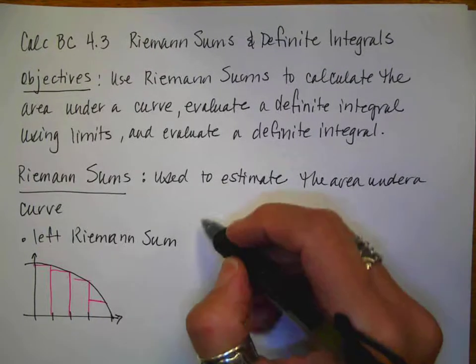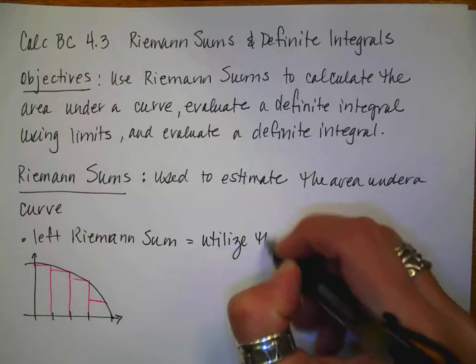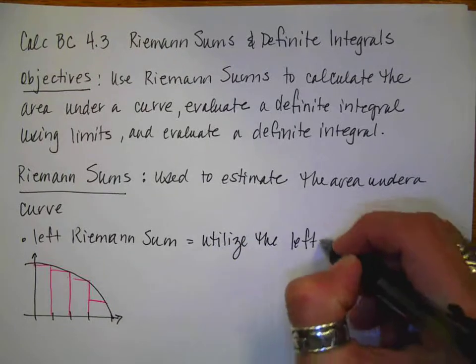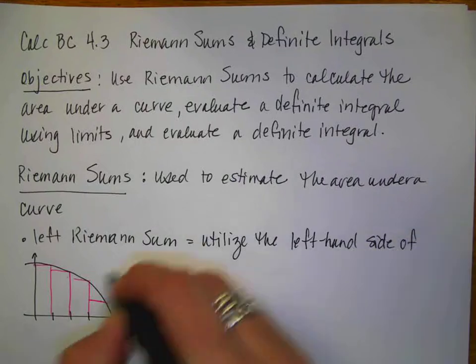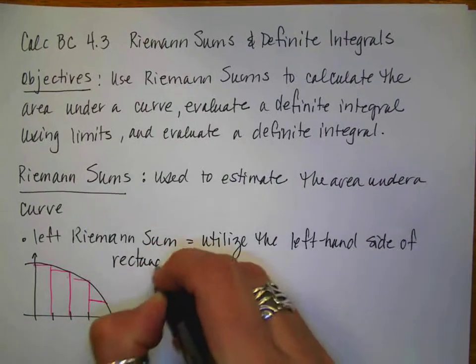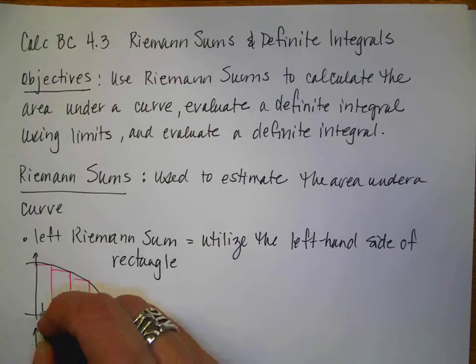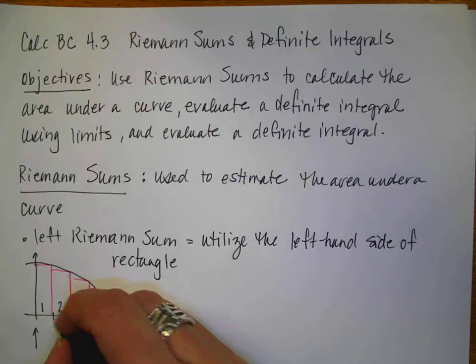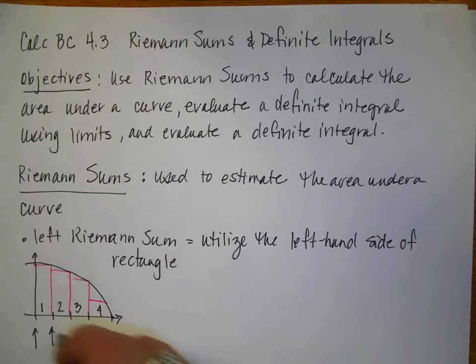So the left Riemann sum is going to utilize the left hand side of the rectangle. This might be the left of rectangle number 1. This is rectangle 2, 3, and 4. Then this would be the left, this would be the left.